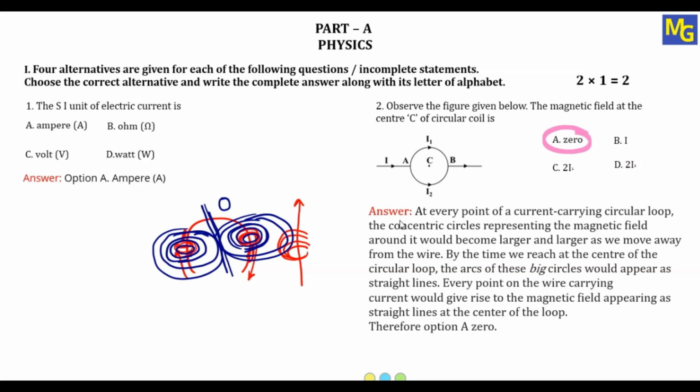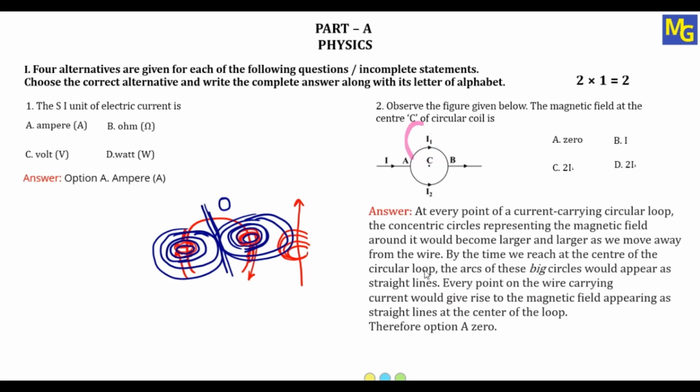At every point of an electric current carrying circular loop, the concentric circles representing the magnetic field around it would become larger. As I told, whenever the current is moving in a conductor, at every point there will be the formation of concentric circles like this, and these circles will increase in size. They become larger and larger as we move away from the wire. So this is the wire. If we move away from the wire, the circles will become larger.